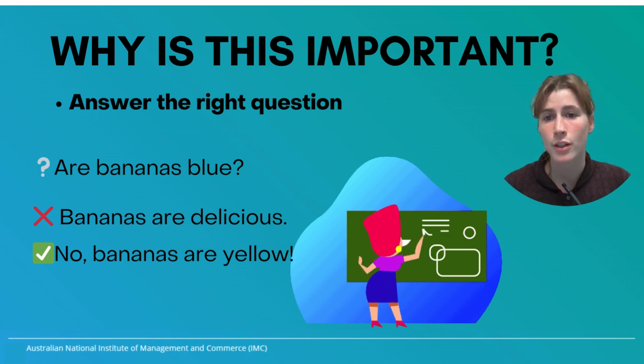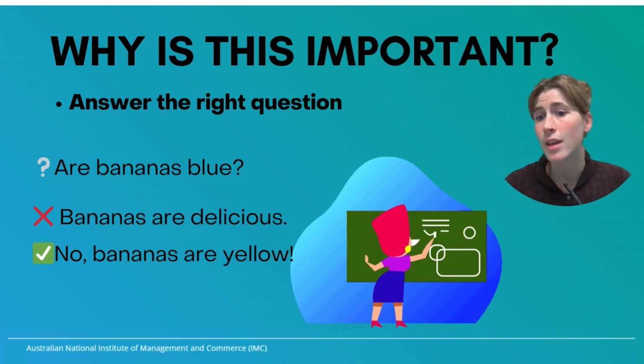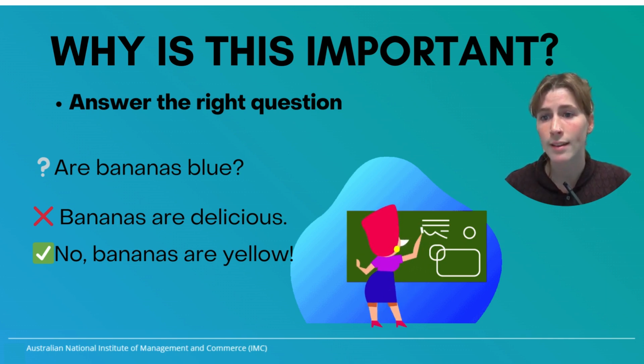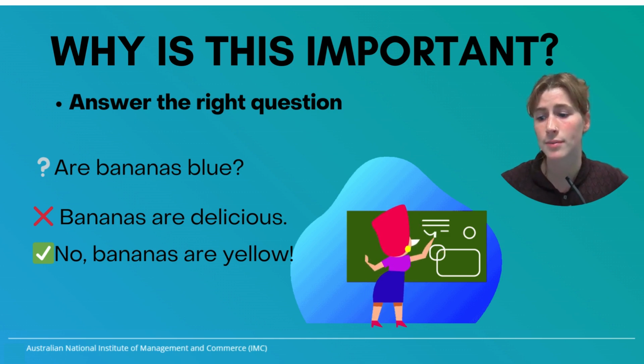Directive words are important because they help you answer the right question rather than answering a different question. For example, are bananas blue? Both answers talk about bananas, but only the second answer is correct. Why? Because it answers the right question.